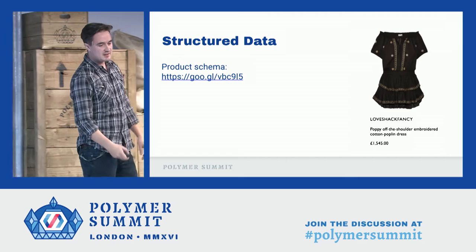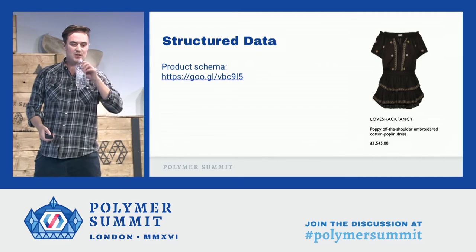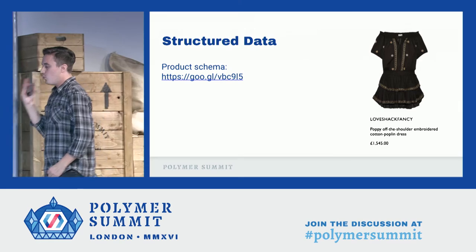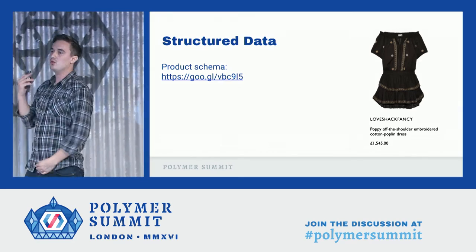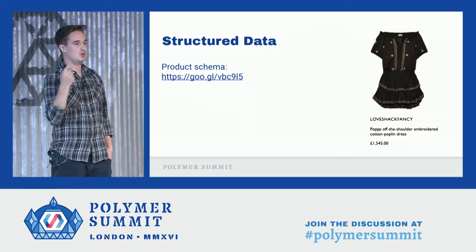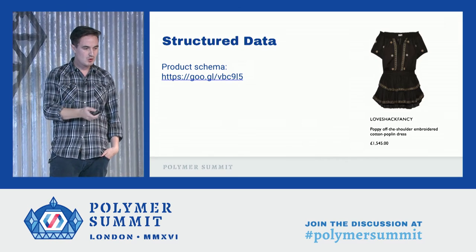The next is structured data. Structured data is a way of identifying what a product is, what it looks like, so Google can come along and see what it is. There's a link there to a product schema, so that's how you mark up a product.